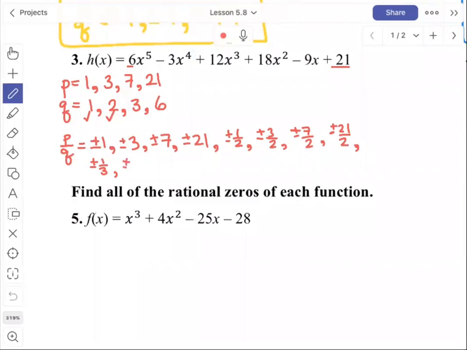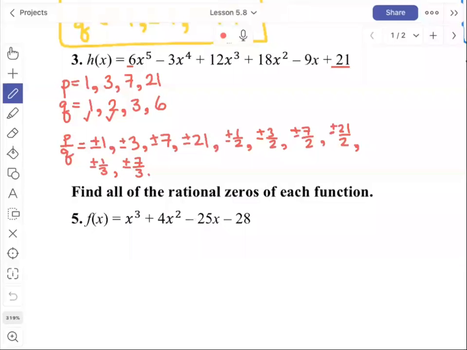Next, I got 7 over 3. So plus or minus 7 over 3. Plus or minus 21 over 3. Well, 21 over 3 is equal to 7. I already have plus or minus 7, so I don't want to write it again. It makes my list longer than it already is, right? So don't worry about that. Skip it. And we are done with the 3.